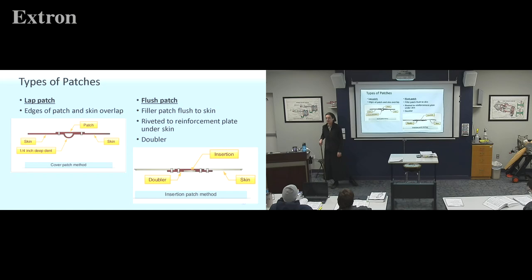There's no crack, just to try and get the dent out of it? Sometimes, yes, sometimes that is allowed. You're saying, Parker? For the flush patch, how would you get the doubler underneath it? We'll go over it.